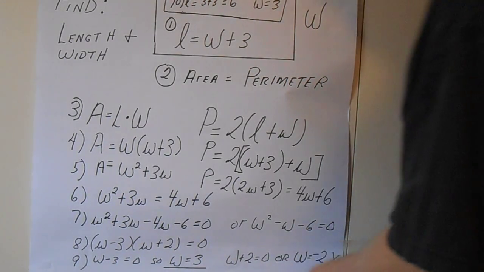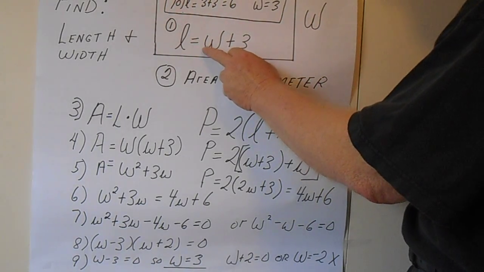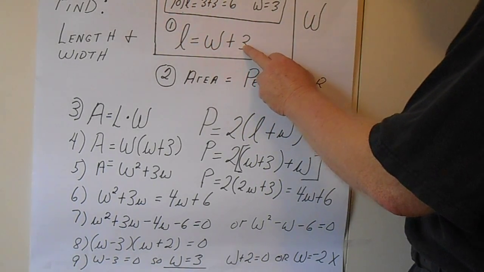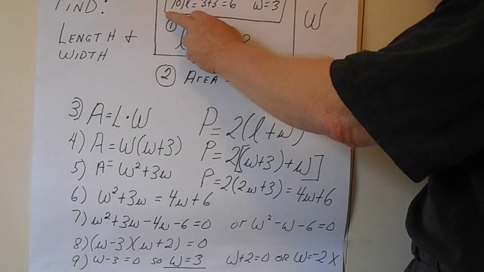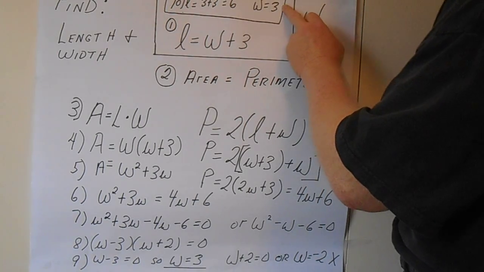Going back to the top, if this is 3, then the length from step 1 is 3 plus 3, 6. So our final answers, for step 10, the length is 6 and the width is 3. And that concludes this problem.